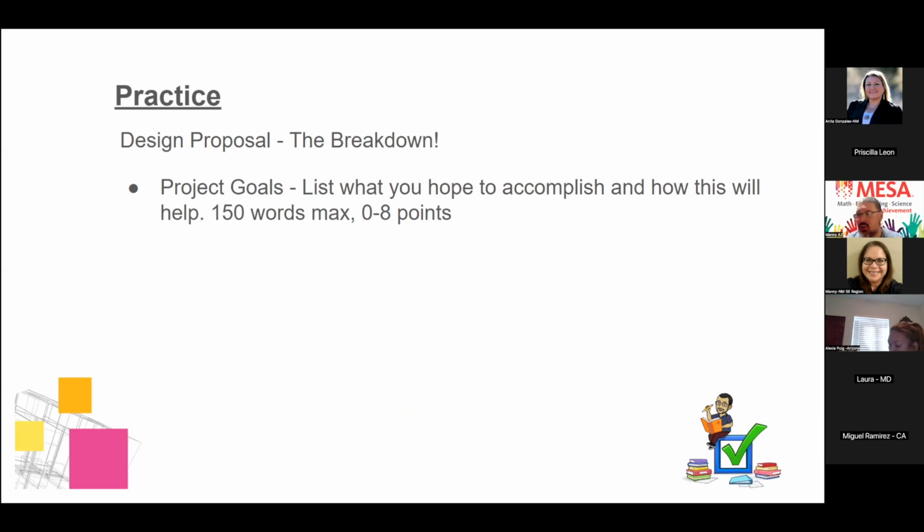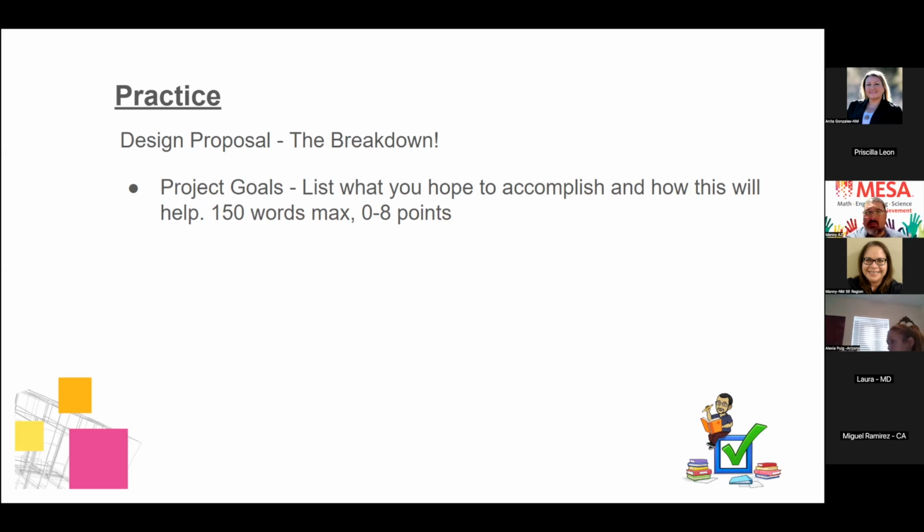And I think we saw a little bit of confusion with that last year, where our goals are to code this thing to do this. That's not what we're asking here. We want to say we want to create this project to meet this need. What is it going to specifically do? How is it addressing the need?